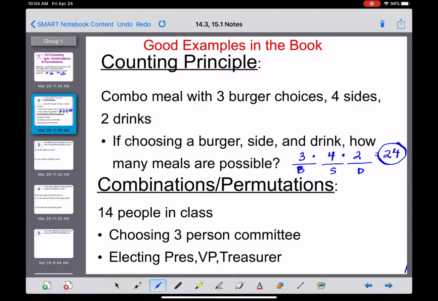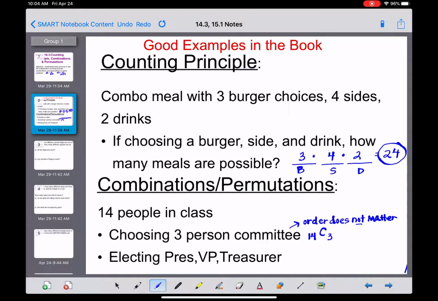So if we get to combinations or permutations, let's say we have 14 people in a class and we're choosing a 3-person committee. So we're just selecting 3 people out of the 14. In this case, order doesn't matter. If order does not matter, that's a combination. So we would do 14 combinations of 3.